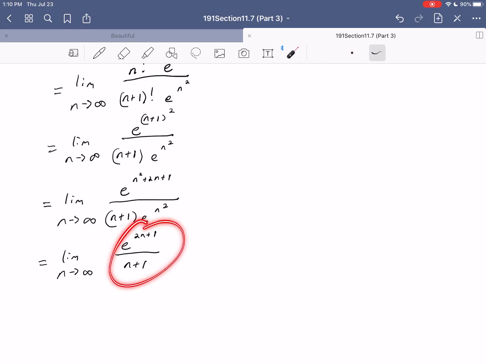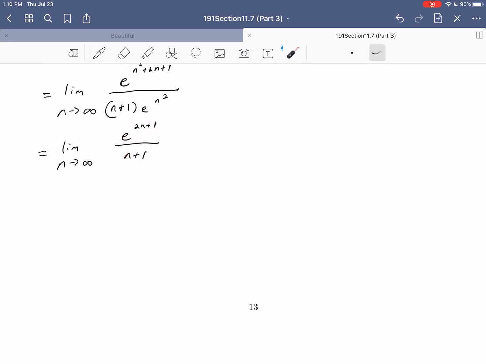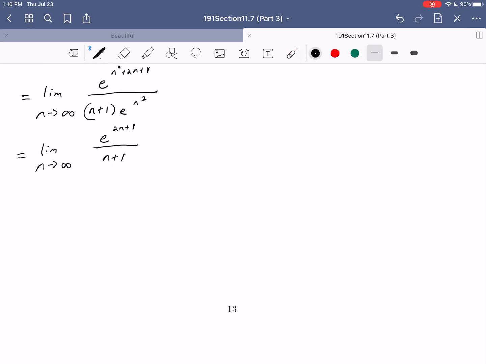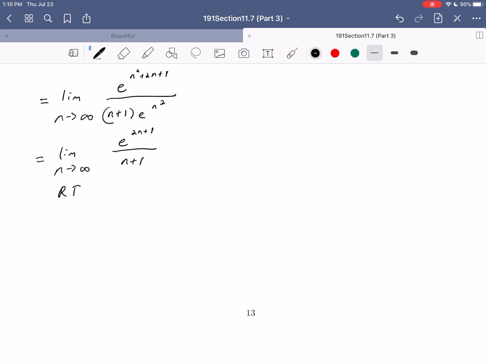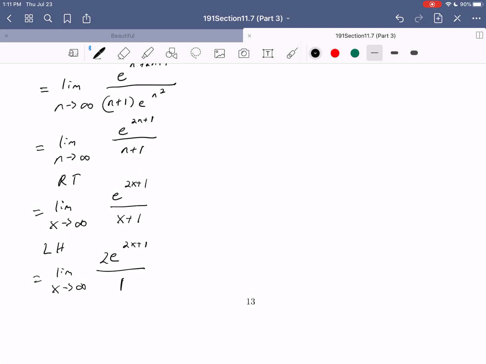Okay, this unfortunately is still an indeterminate form. It's an infinity over infinity. And since we have an exponential and a polynomial, we would like to use L'Hopital. So to do that, we need to do a quick replacement theorem. So we have e^(2x+1) over x+1. Then we can L'Hopital this and get the limit as x goes to infinity of 2e^(2x+1), chain rule up top, and 1 in the denominator.